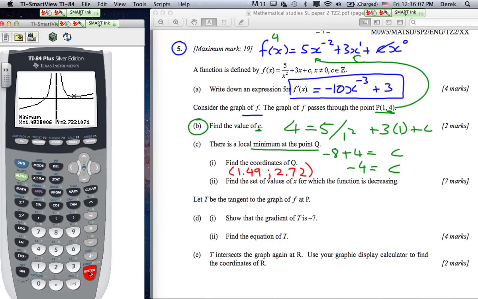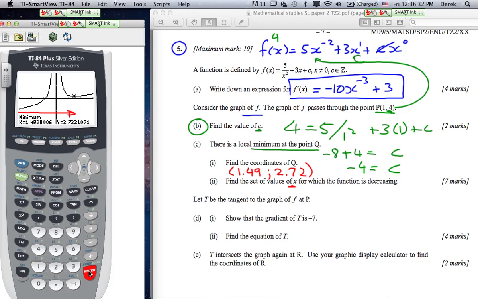Then it says find the set of values of x for which the function is decreasing. So we are looking at the values where it's going down. Now, can you see, if we're looking at our graph here, it's decreasing as we are going from left to right in our graph.